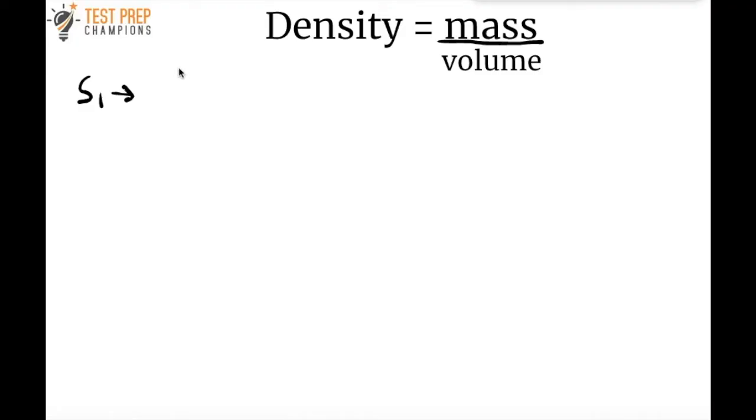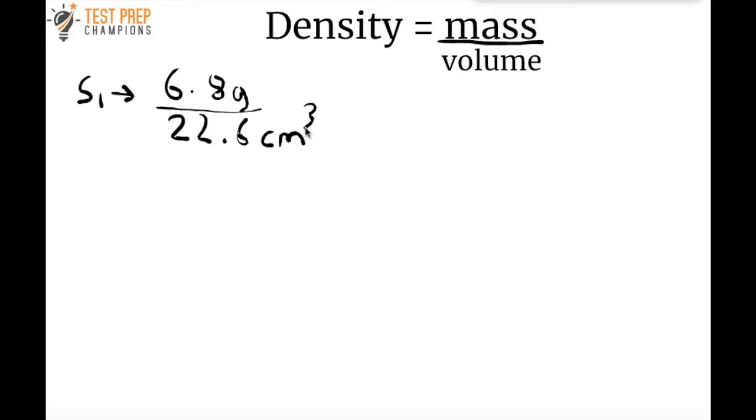So the mass was 6.8 grams, and we have to divide by the volume, which was 22.6 centimeters cubed. So we've got 6.8 grams, and we're going to divide by 22.6 centimeters cubed. So let's do that math here.